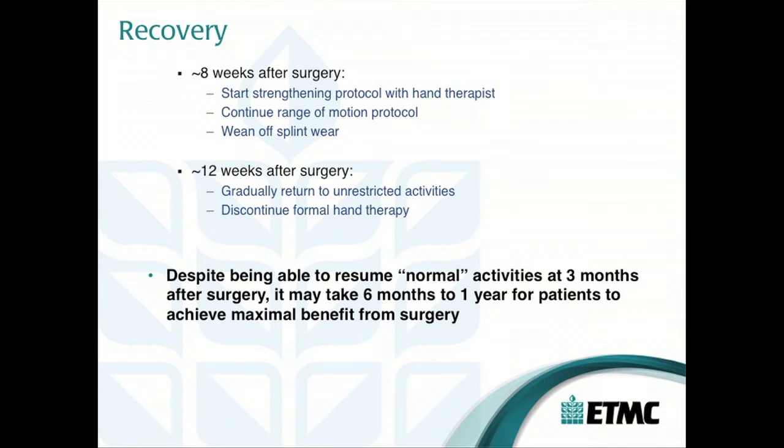So about 8 weeks after the operation, this is when we start the strengthening protocol, start working on more strengthening now. And in the process, also continue working on range of motion exercises and eventually come off the splint. And then about 12 weeks after the operation, so about 3 months after the surgery, we gradually return to unrestricted activities and we discontinue formal hand therapy. From that point on, the recovery is going to be more tailored towards just being able to do the things that you would be able to do before the surgery, but with hopefully less pain.